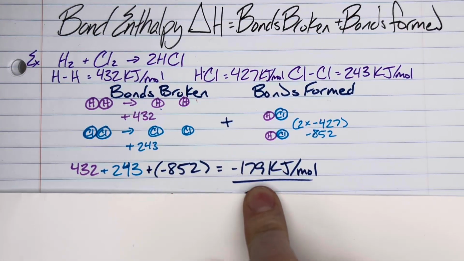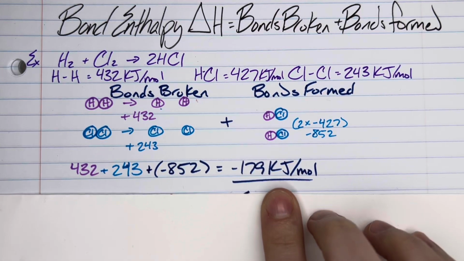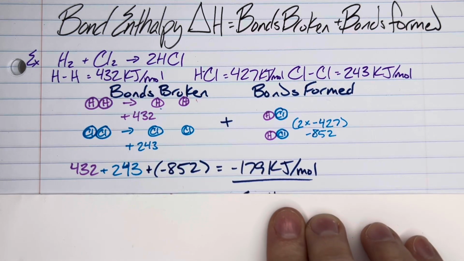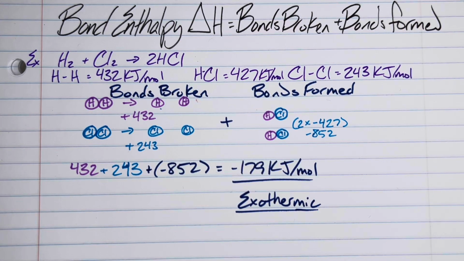Once I added all of those together, I end up with a negative overall delta H, negative overall enthalpy of 179 kilojoules per mole. And since I have a lower enthalpy than I started with, I am negative 179 kilojoules per mole. I am going to be overall exothermic in this reaction. I have released more energy than it took for me to actually go ahead and put in to break those bonds. So I am exothermic.